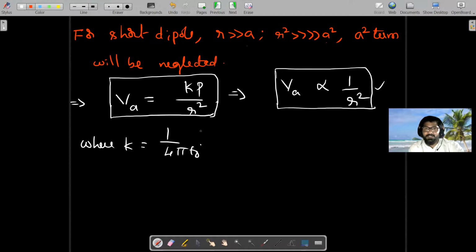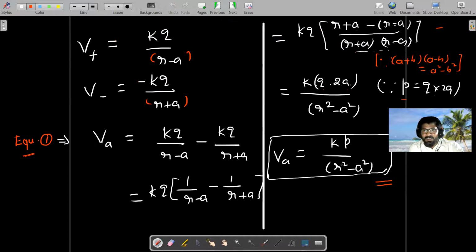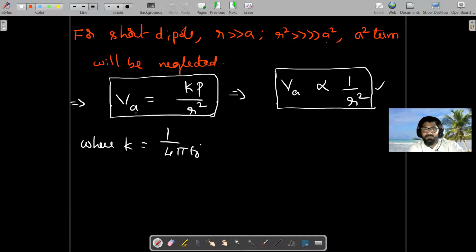Now, in this previous expression, if you neglect the a square term, you will get only r square, so we get kp by r square. This is the expression for potential due to a dipole on the axial line. So it is equal to kp by r square. From this you can also say it is proportional to 1 by r square, where k is 1 by 4 pi epsilon naught.